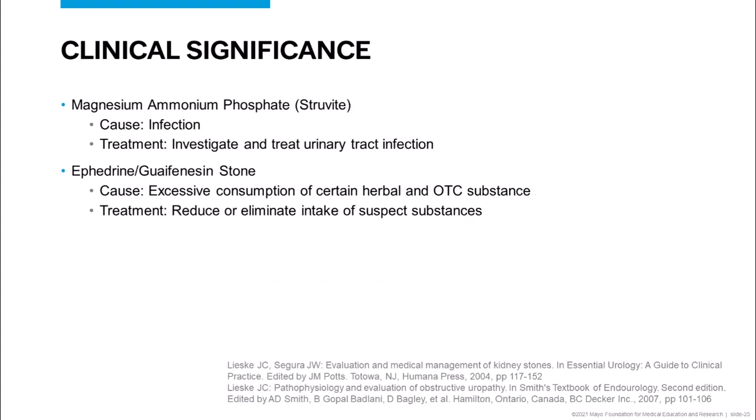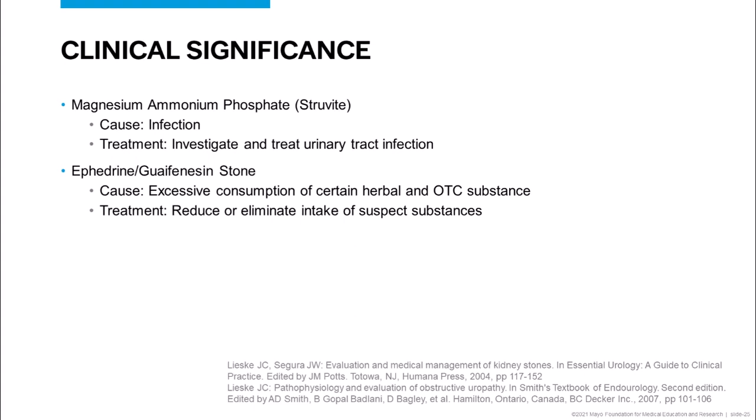Other stone types that we commonly see are what's known as struvite or magnesium ammonium phosphate. The underlying cause of these type of stones means the patient has an infection. And so obviously here, the goal would be to treat the underlying urinary tract infection, and that would prevent this type of stone formation. It should be noted that a number of over-the-counter as well as prescription drugs are also known to sort of precipitate out or cause kidney stones.